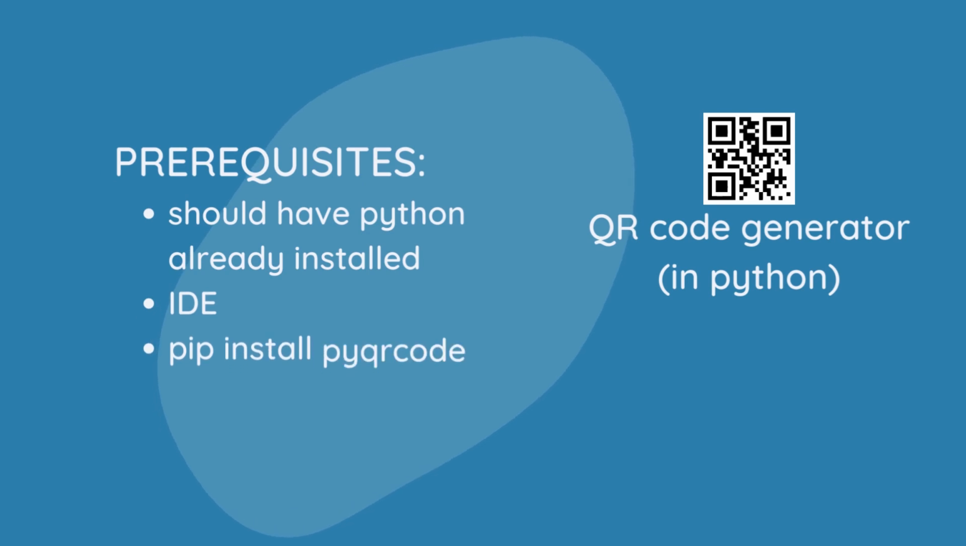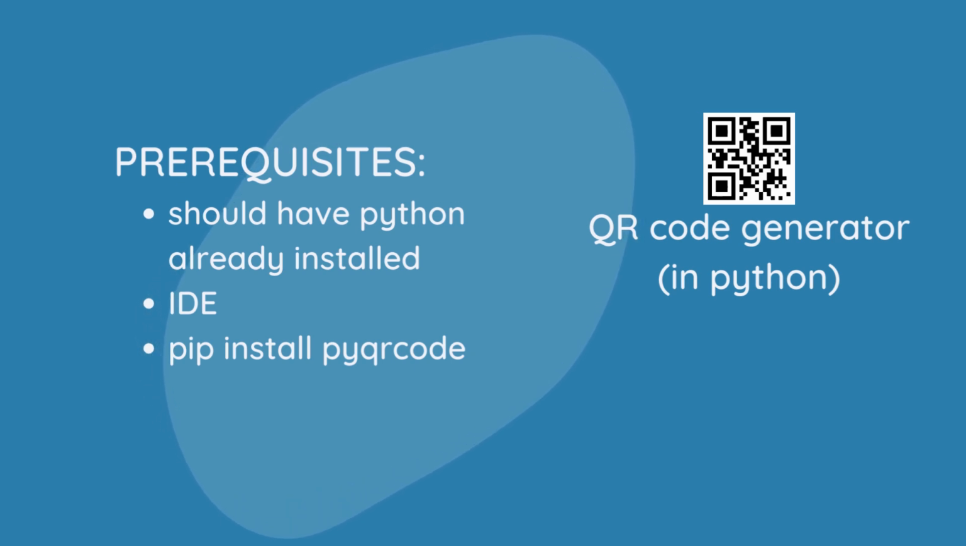So these are some of the prerequisites that you require to make a QR code generator. First of all, you should have Python already installed, and this you can check through command prompt. You all might know how we check the version, we can check what version it is or if it is already installed or not.